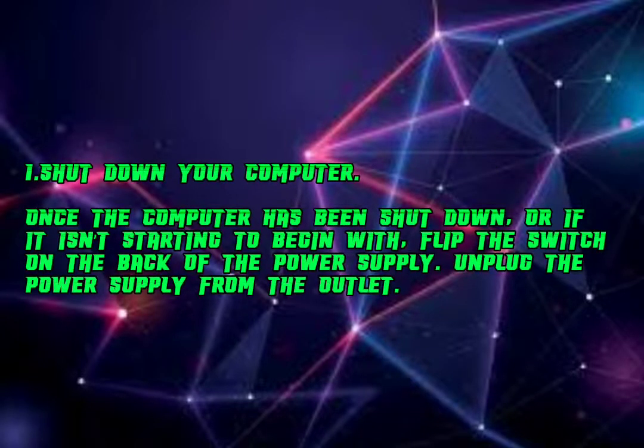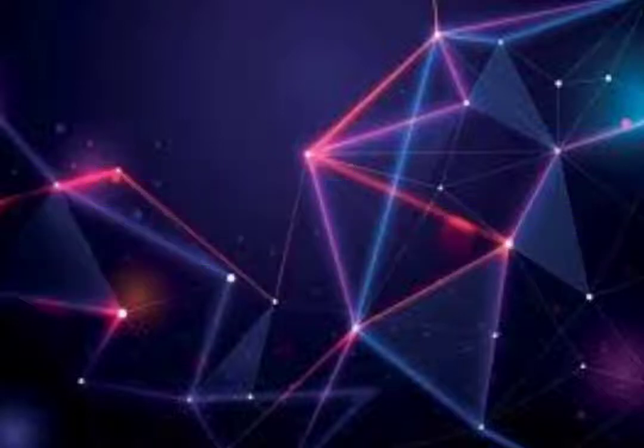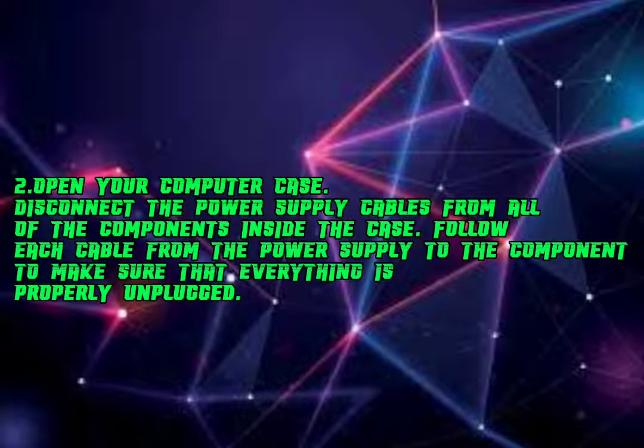1. Shut down your computer. Once the computer has been shut down, or if it isn't starting to begin with, flip the switch on the back of the power supply. Unplug the power supply from the outlet. 2. Open your computer case, disconnect the power supply cables from all of the components inside the case. Follow each cable from the power supply to the component to make sure that everything is properly unplugged.